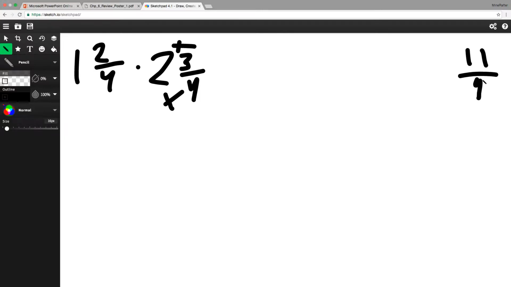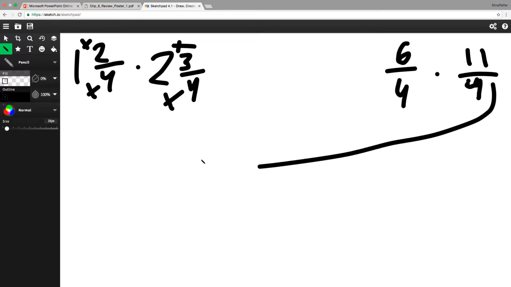Make sure you always keep the denominators the same. Okay, so now again we do the same over here. We times the denominator by the whole number, and then we add the sum of those two digits. We add them to the numerator. So 4 times 1, 4, plus 2, which is 6. So we put 6 on the top here, and then we keep the denominator the same, which is 4.